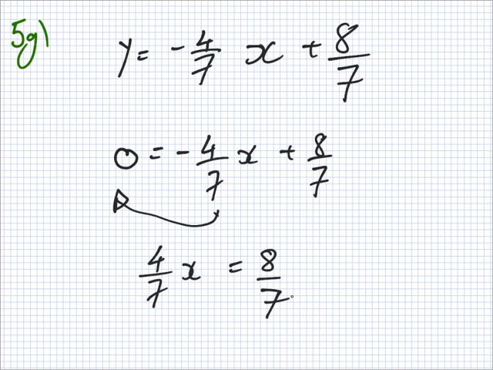So maybe now I'll cancel the 7. Right, so there goes the 7s on both sides. And then next, the 4. So I'll bring the 4 down here, and now I have x is 8 over 4. That's obviously 2. Good. So that's where it crosses the x-axis. Now I need to find the y-intercept, where it crosses the y-axis.